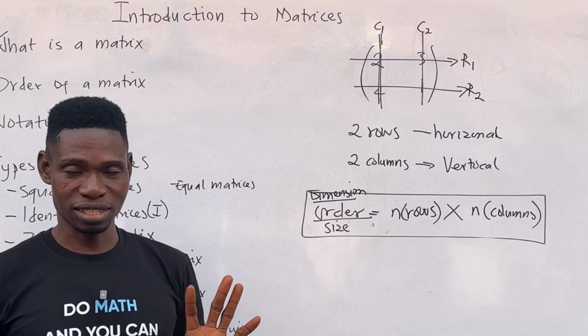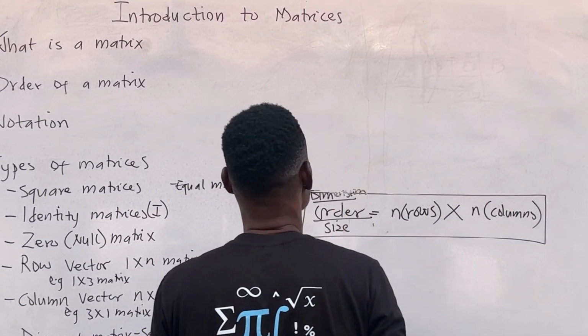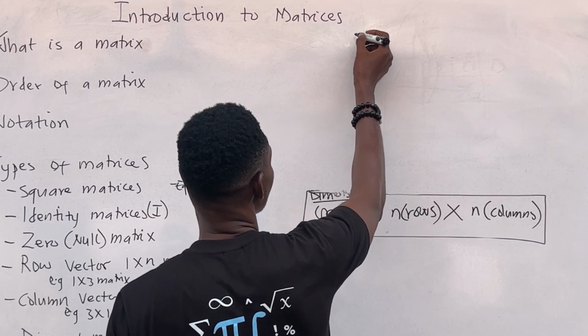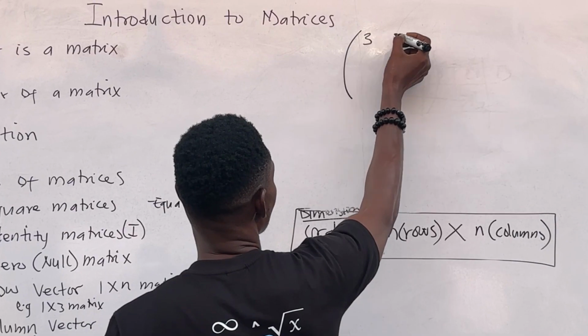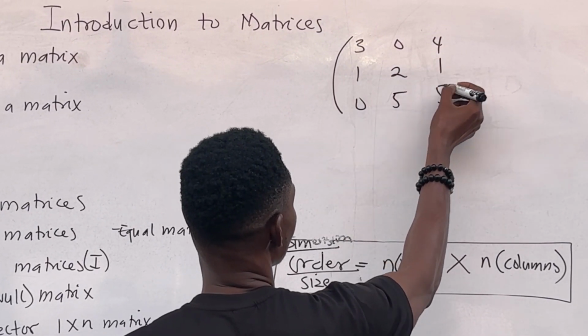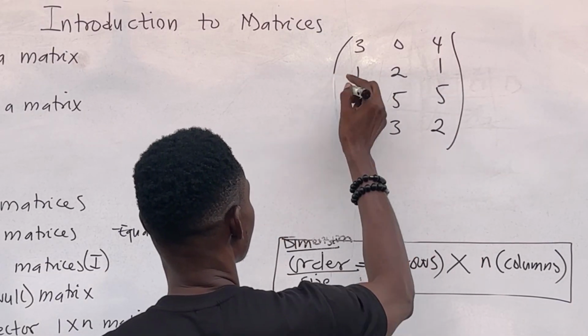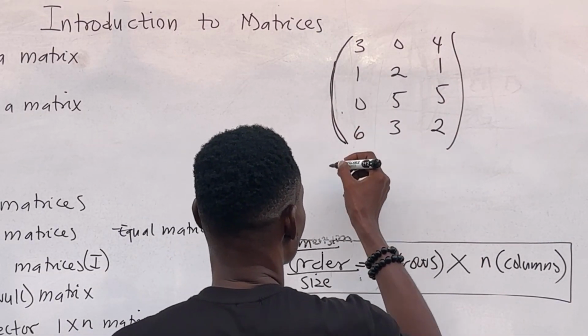So let's ensure that is clear enough. Let me use 1 or 2 examples. Okay, so I want to give a matrix. Let's say 3, 0, 4, 1, 2, 1, 0, 5, 5, 6, 3, 2. Okay. So this is our matrix.